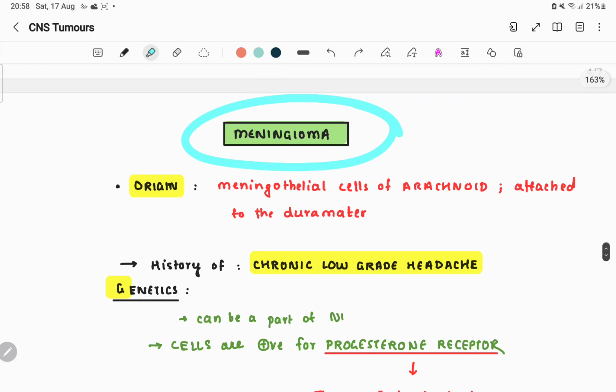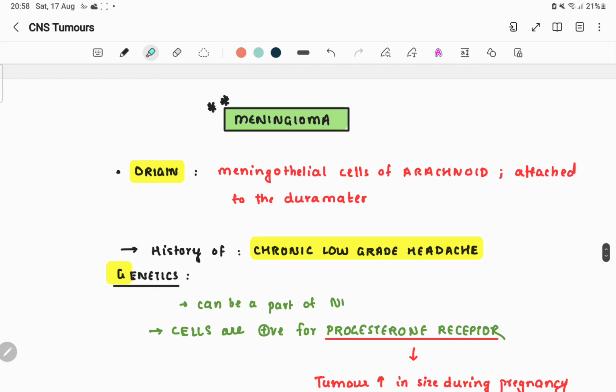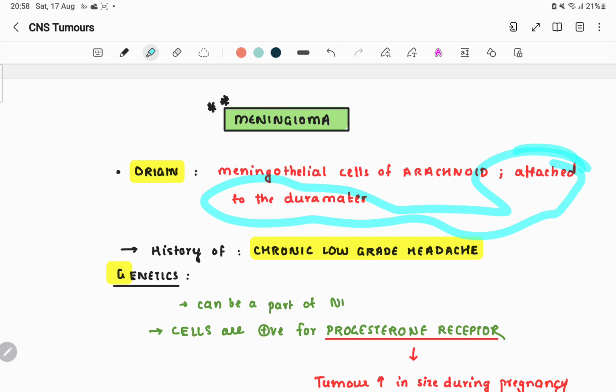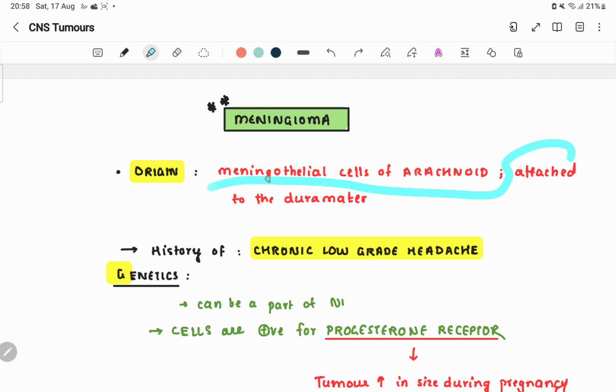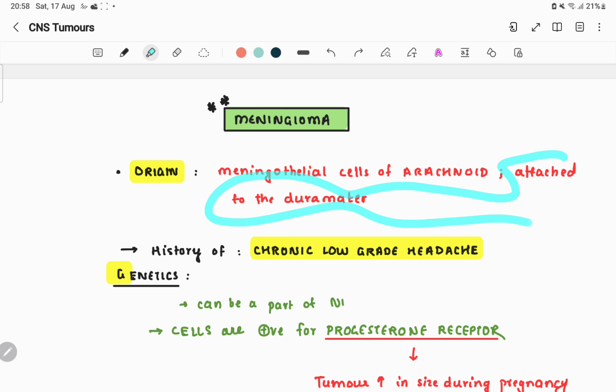Next comes meningioma. It is an important tumor. Put some stars here. Meningioma origin is from meningoepithelial cells of arachnoid attached to the dura mater. This line is important because it has been asked in the INICET. There was a PG question I saw where the line attached to the dura mater was given, and you have to identify what is meningioma.